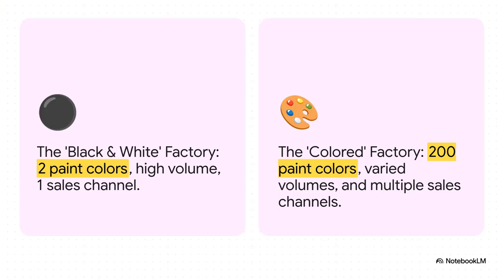To really see what I mean, just picture two paint factories. The first one is our classic black and white factory. It just pumps out massive amounts of two colors, black and white, and sells them through one simple channel. Easy. The second one, that's the modern colored factory. It offers 200 different colors. Some sell like crazy, others are for just a few niche customers. And it's juggling multiple sales channels.